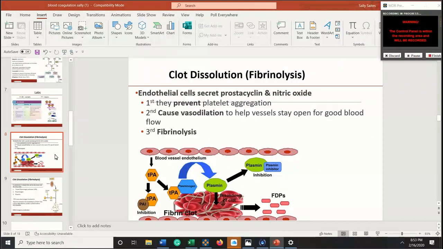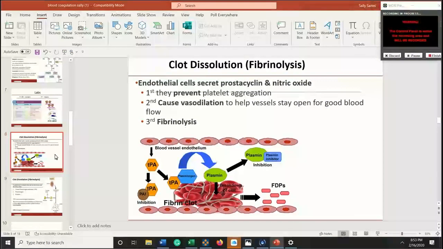Clot dissolution. So remember, our own bodies do this. Our own bodies do fibrinolysis. So what's interesting about this is that our endothelial cells secrete prostacyclin and nitric oxide. What they do is they actually prevent platelet aggregation. Okay, platelet aggregation, that's what we don't want, this platelet aggregation right here.